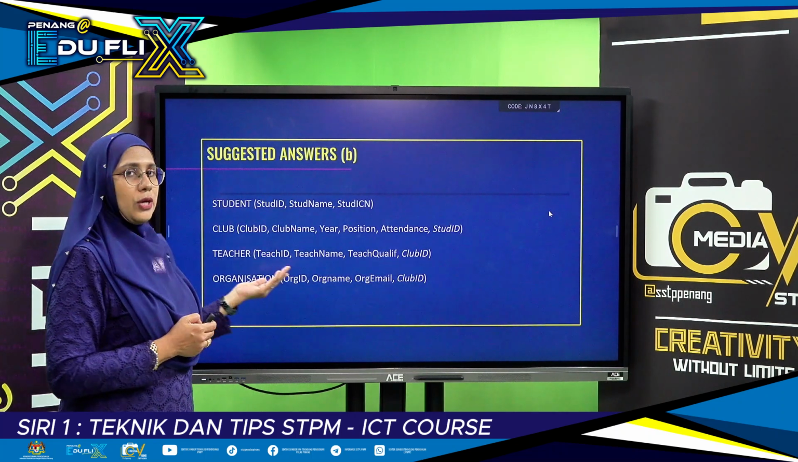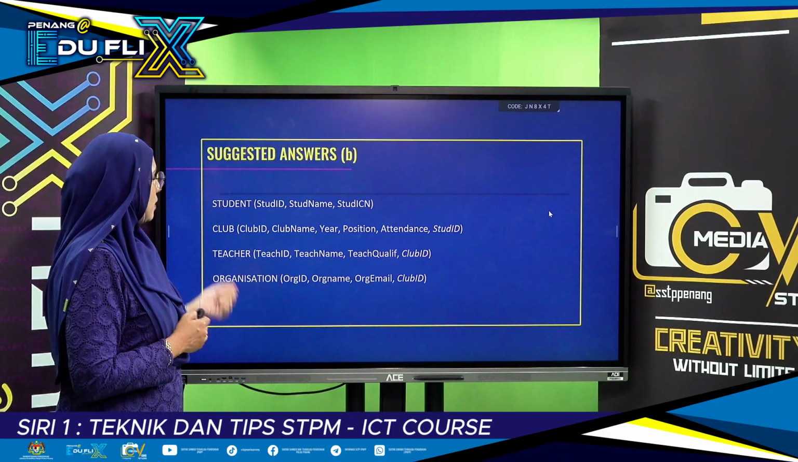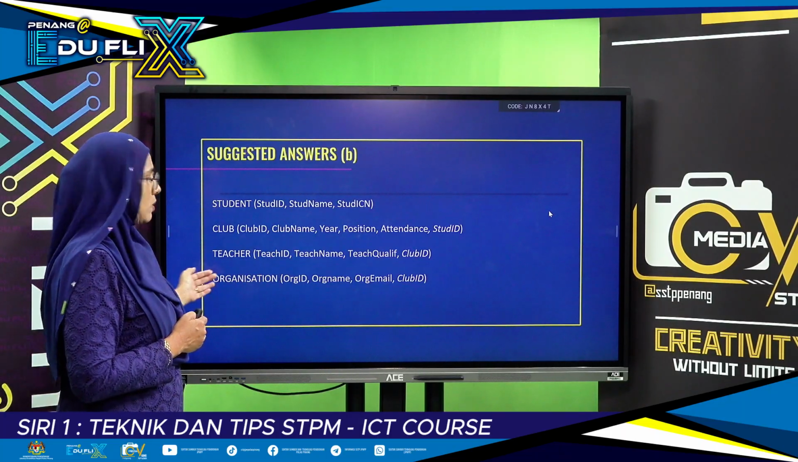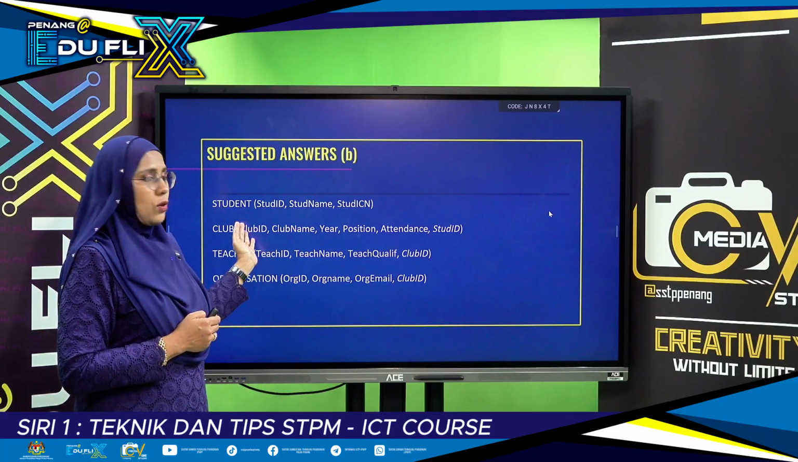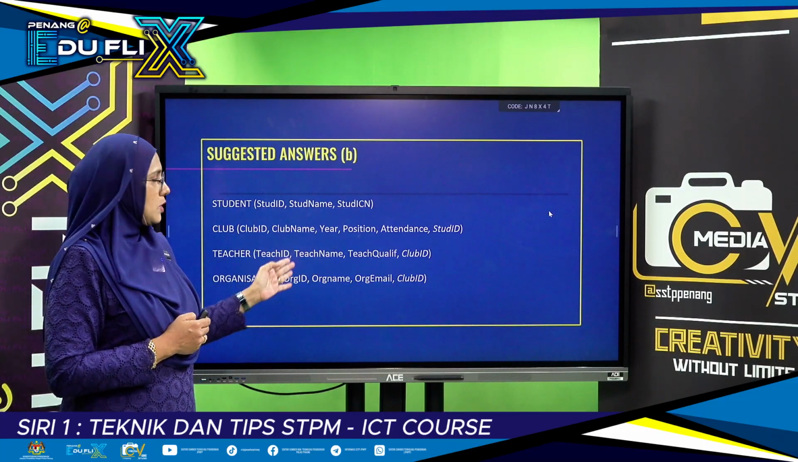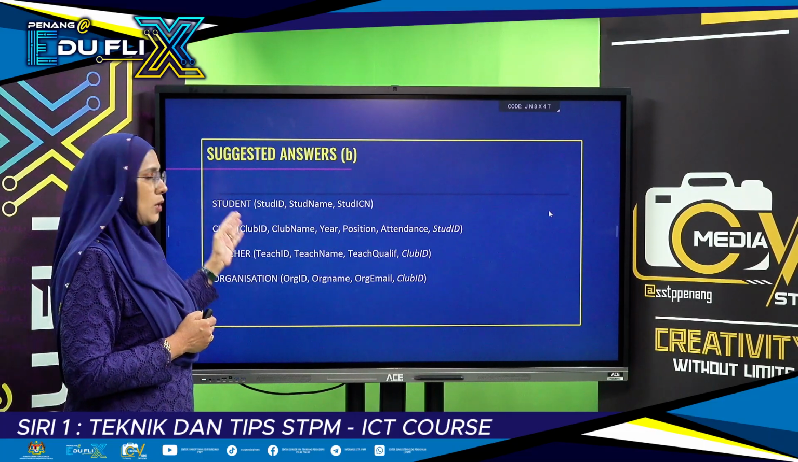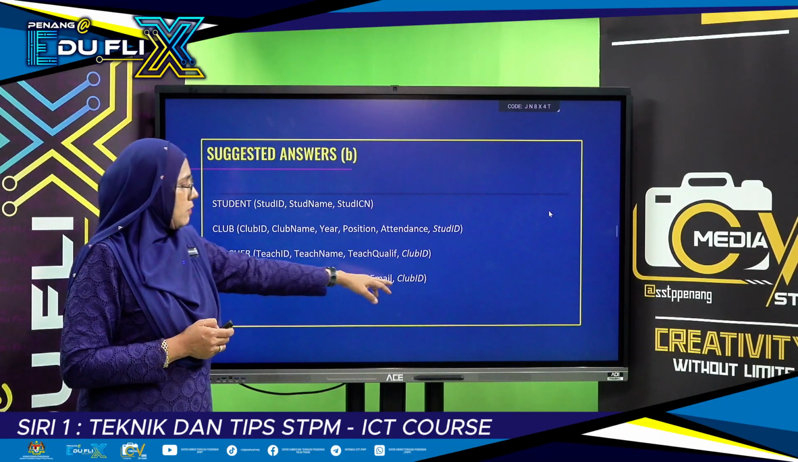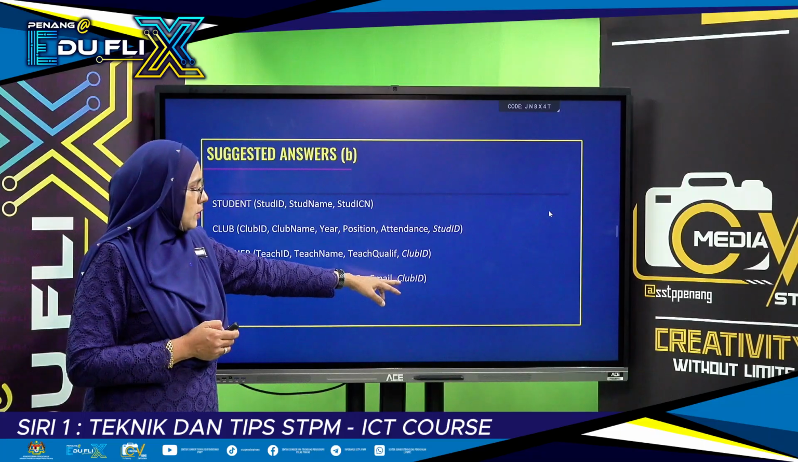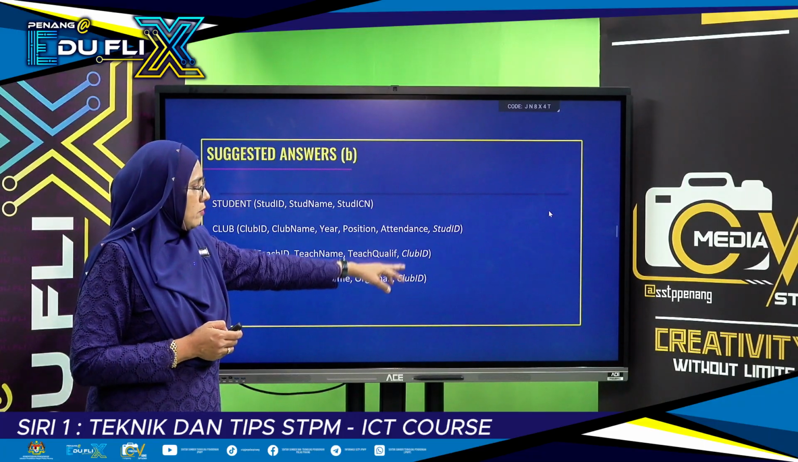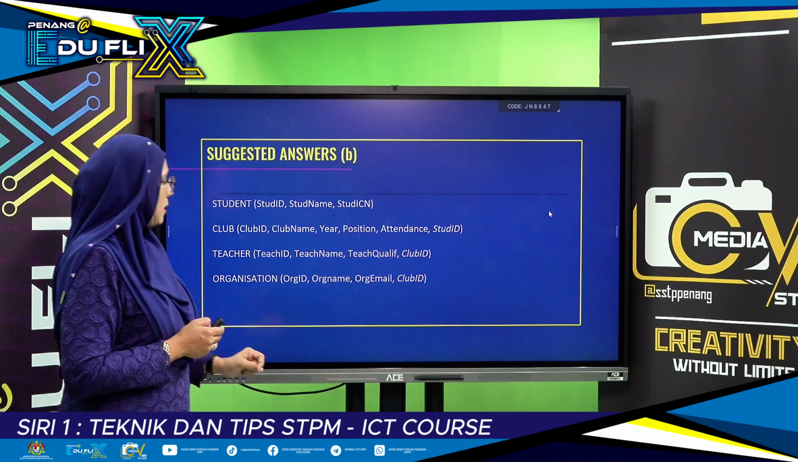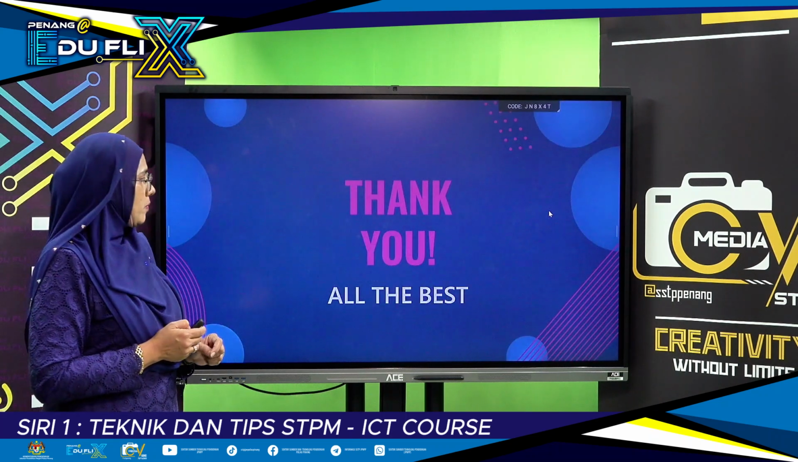Now, based on your ER diagram, come out with a schema. So 1, 2, 3, 4: student, club, teacher, and organization. You just copy whatever you drew just now in the ER diagram and make sure you underline your primary key. And then identify the foreign key. Here, I put the foreign key in italic. Student ID, student club ID, and club ID is the foreign key.